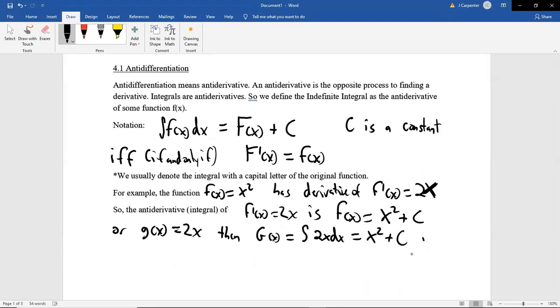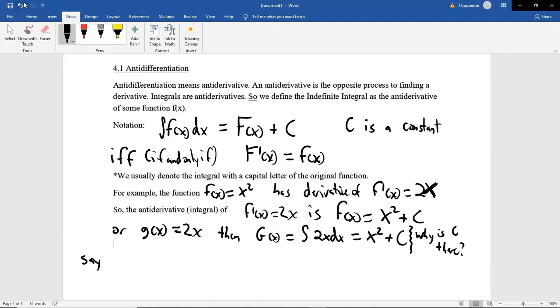But why is c there? I don't have enough space for the question mark. Let me do this. Why is there a constant there? Some number, a 5, a 12, a 39, a negative a million, pi. It's just saying that some number is going to be there, potentially. Check this out.